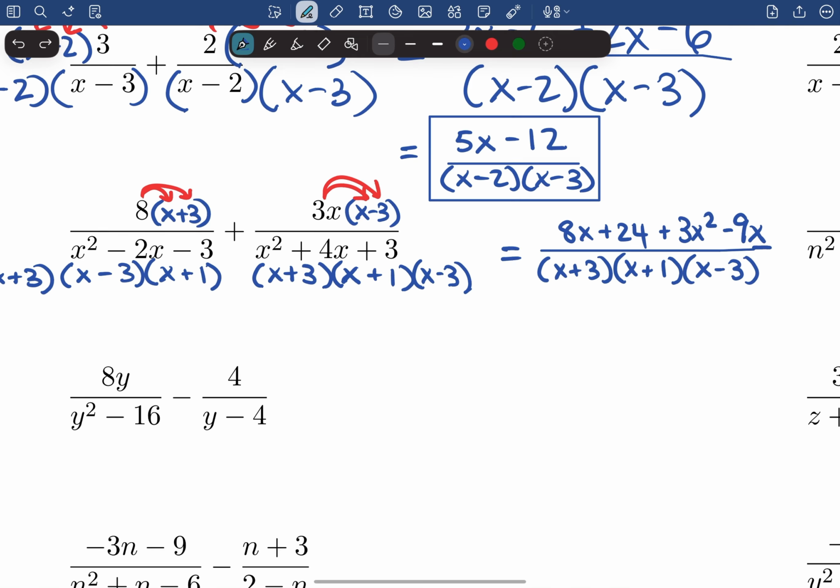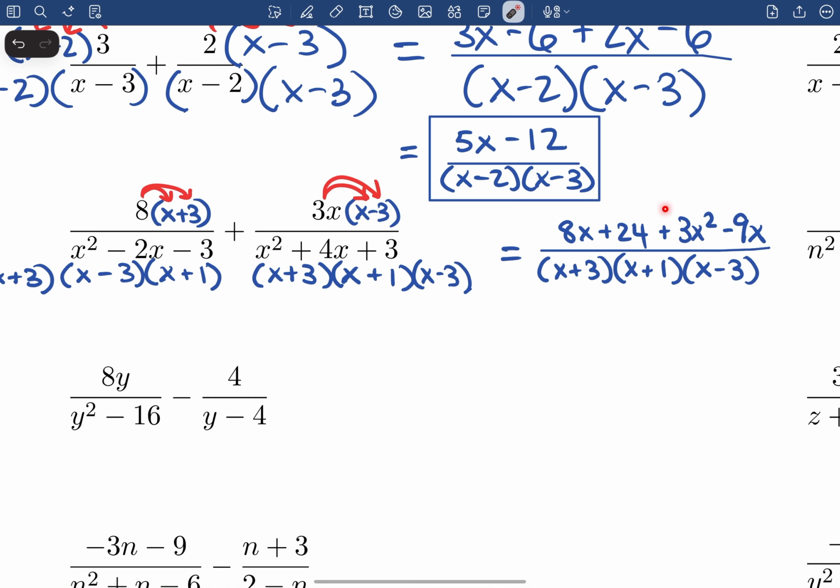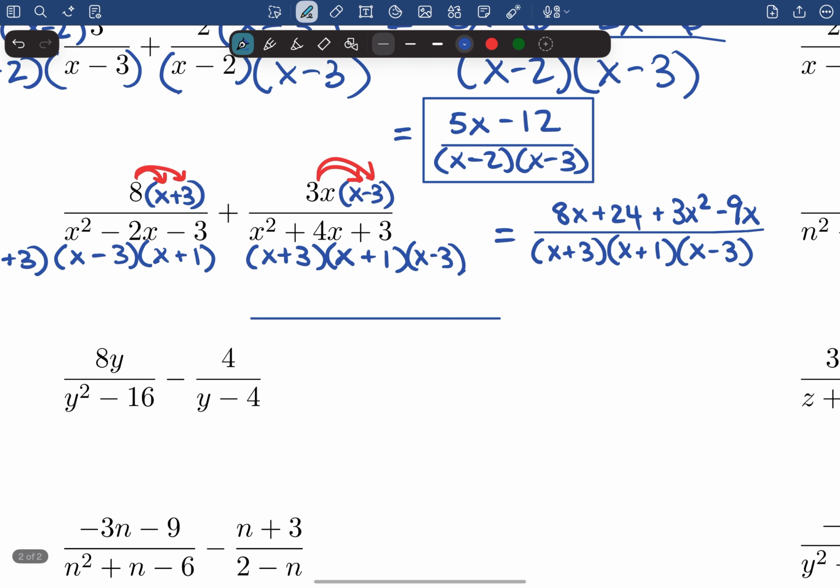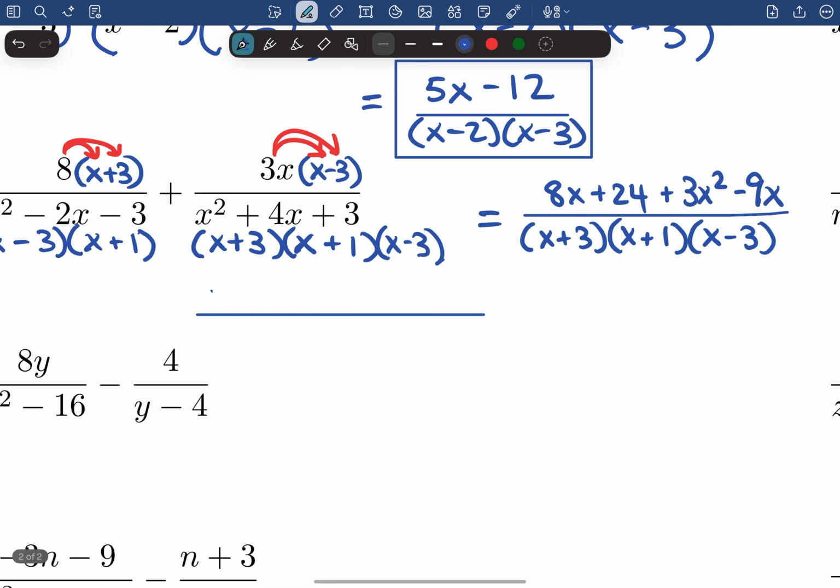Okay. Well, now that I've gotten to this point, I need to look at my numerator and simplify it where possible. Okay, so I see like terms, and I'm going to restructure it so that it's in order from greatest power of the variable to smallest power of the variable. I'll do it right down here. Okay, so I have a 3x squared, and then I have an 8x minus 9x, which is a negative 1x, and then I have the positive 24 right here.